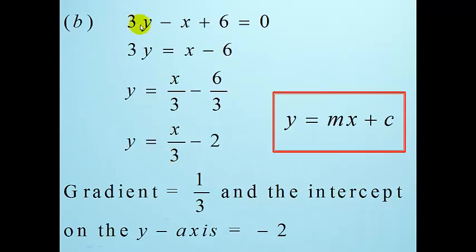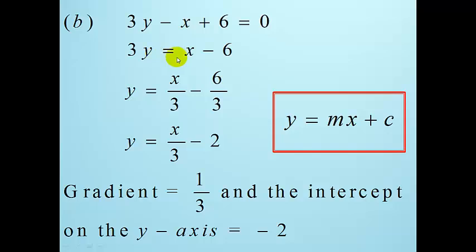Now considering the line in B, we were given 3y minus x plus 6 is equal to 0. Here we have to make y the subject before we can compare with the general slope equation. So making y the subject, let 3y be on the left hand side. So we have 3y is equal to minus x on the left hand side becomes plus x on the right hand side, and plus 6 on the left hand side becomes minus 6 on the right hand side. So we have 3y is equal to x minus 6.